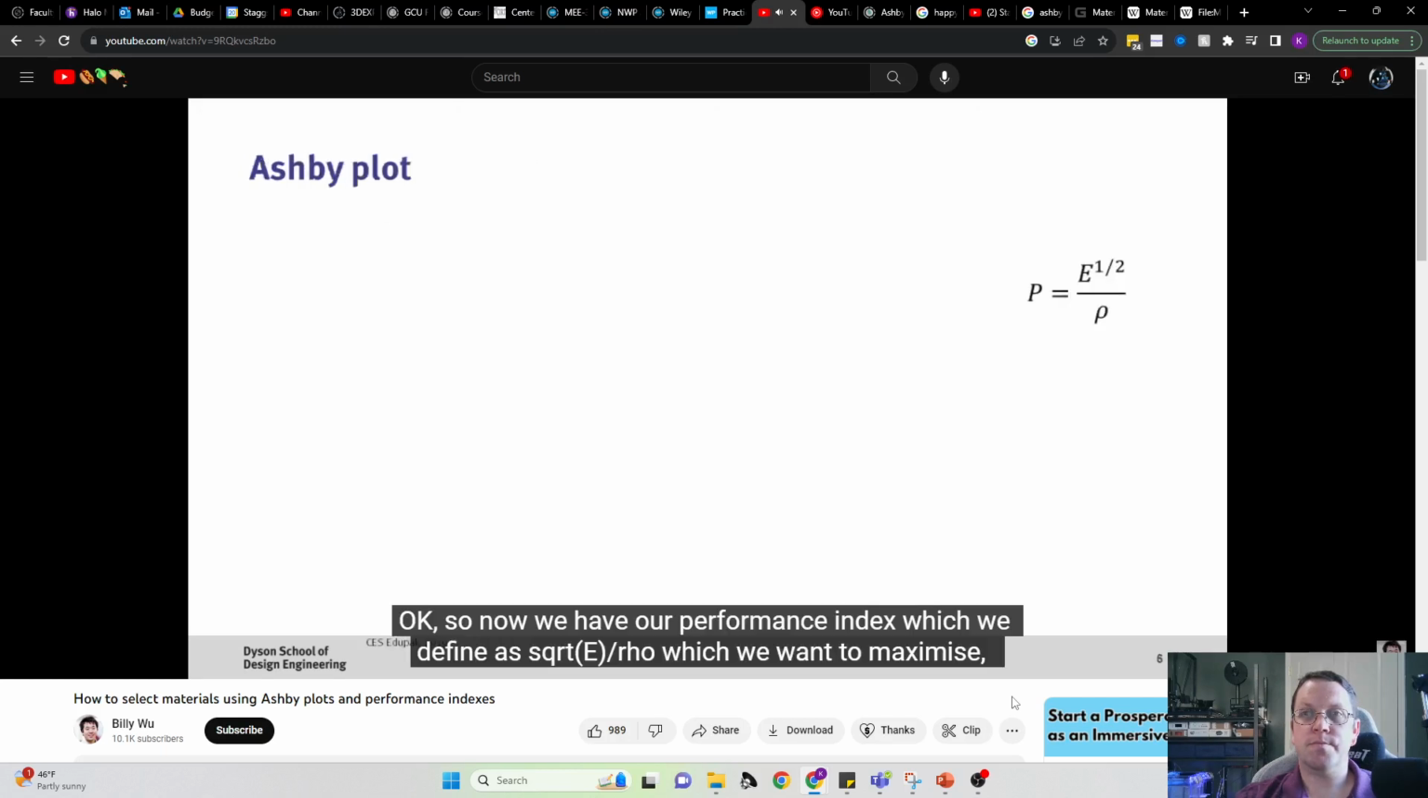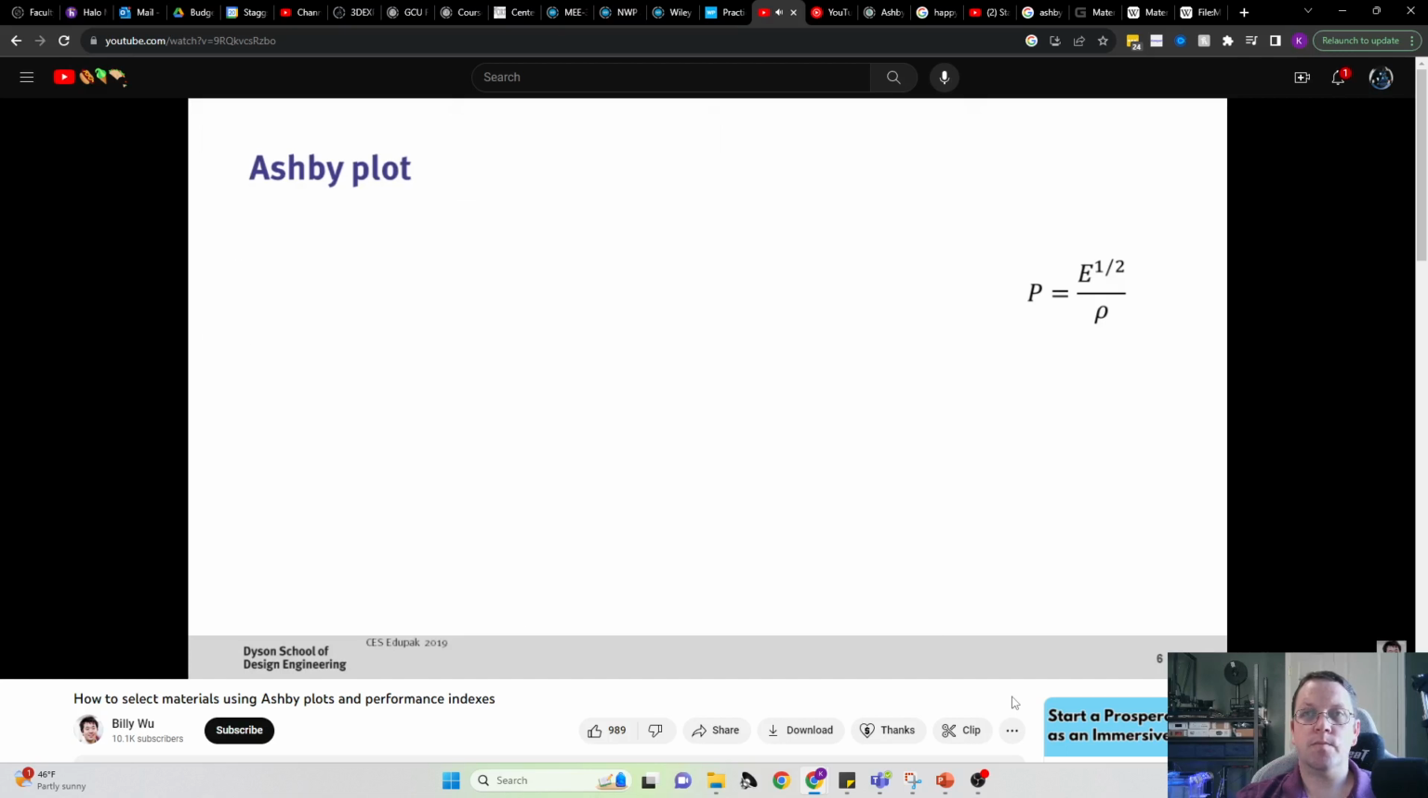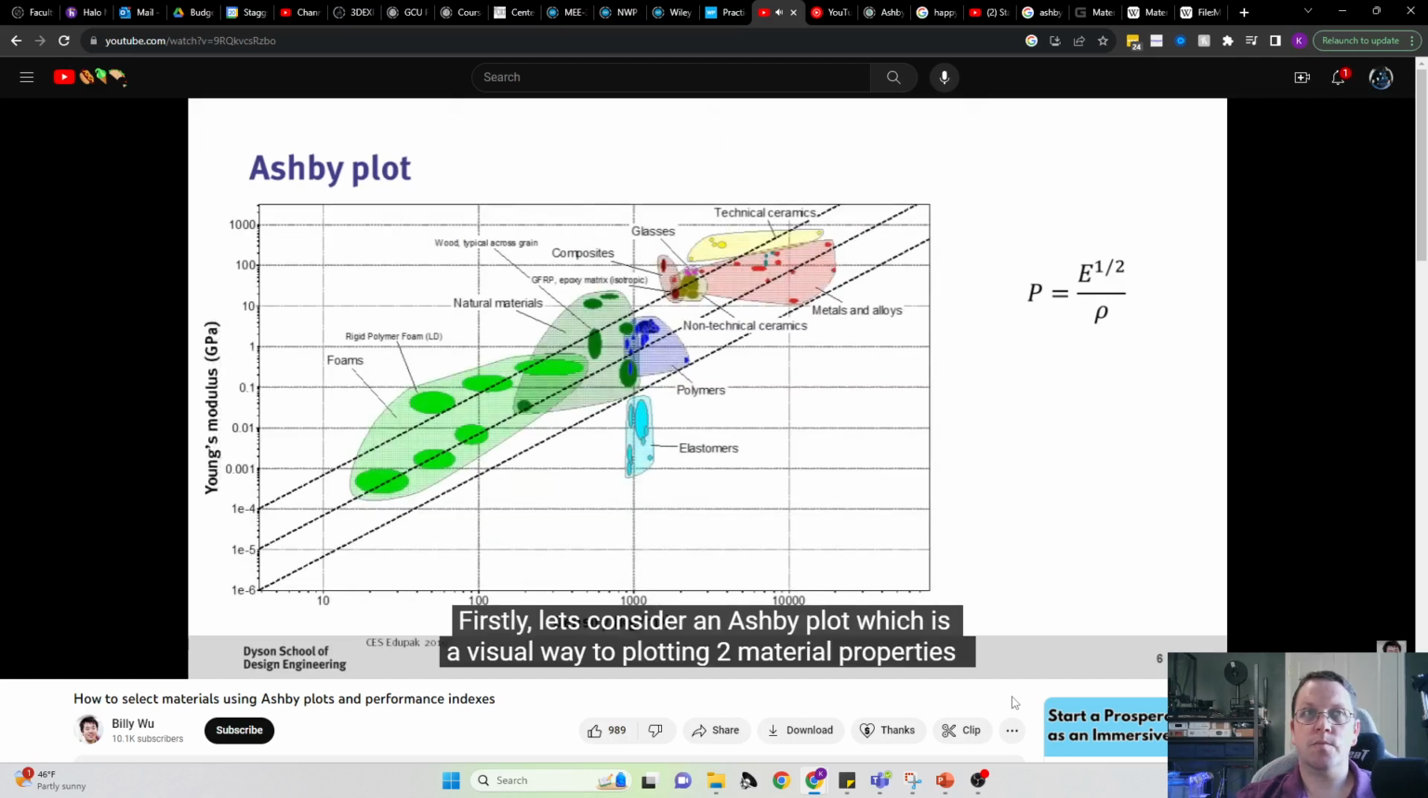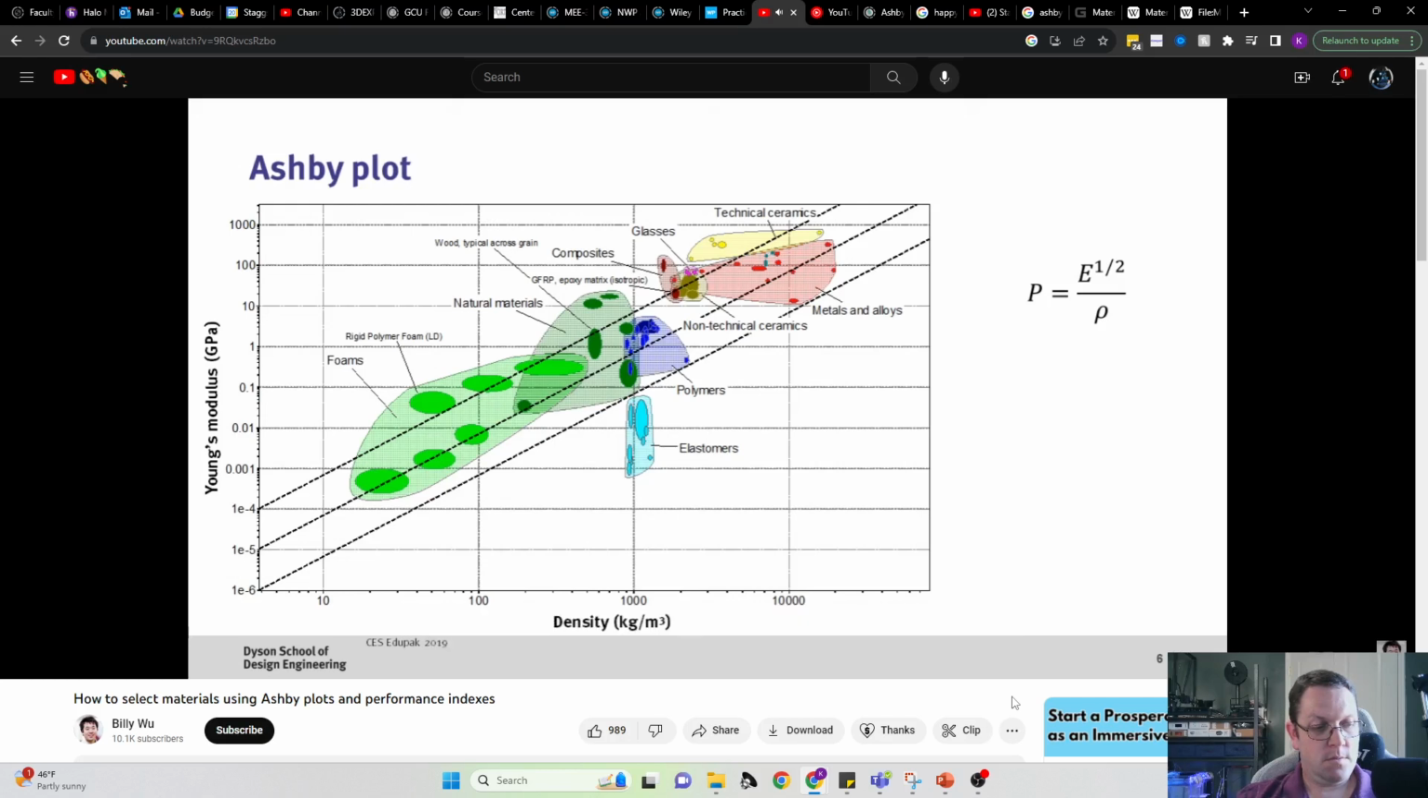Okay, so now we have our performance index, which we define as square root E over ρ, which we want to maximize. But how do we use it to help us select a suitable material for our bike? Firstly, let's consider an Ashby plot, which is a visual way of plotting two material properties against each other. In the case you see here, we have log of the Young's modulus on the y-axis, which represents the stiffness of a material, and on the x-axis we have the density. Also labeled here are a few material families such as foams, polymers, metals and composites, as well as a few selected materials from these families.